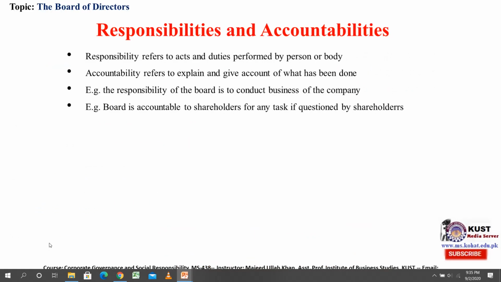Responsibility and accountability of the board. Responsibility basically refers to acts and duties performed by a person or a body. He is responsible for the jobs and acts he has done. Accountability refers to explaining and giving an account of what has been done. So the responsibility of the board is to conduct the business of the company as mentioned in law, the memorandum of association, or the articles of association, while the board is accountable to shareholders for any task if questioned by the shareholders. The board is not accountable to any other person.